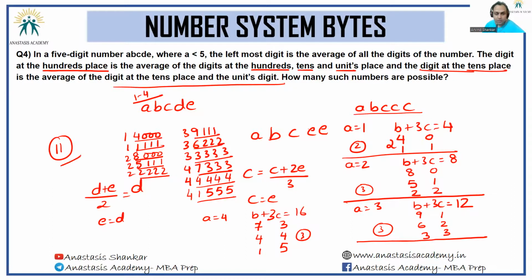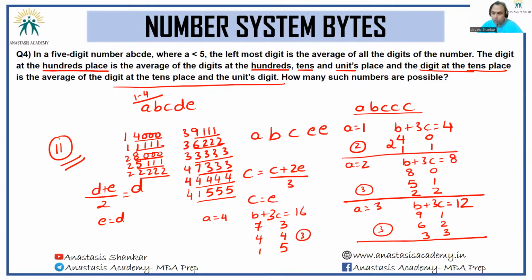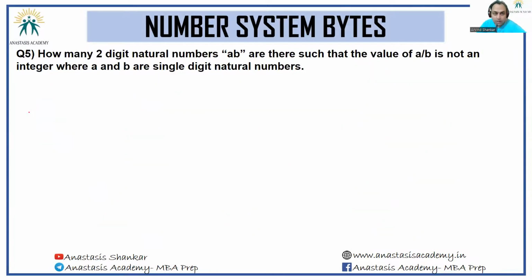How many such numbers are possible? There are 11 such numbers which are possible in this case. Okay. Have I missed out on any number? Let me check. Oh, I have missed out on one case here. 0 and 4 here. I can have a case of 0 and 4 here, which would give me 30444. One such number is still excluded, so answer will not be 11. Answer will be 12.